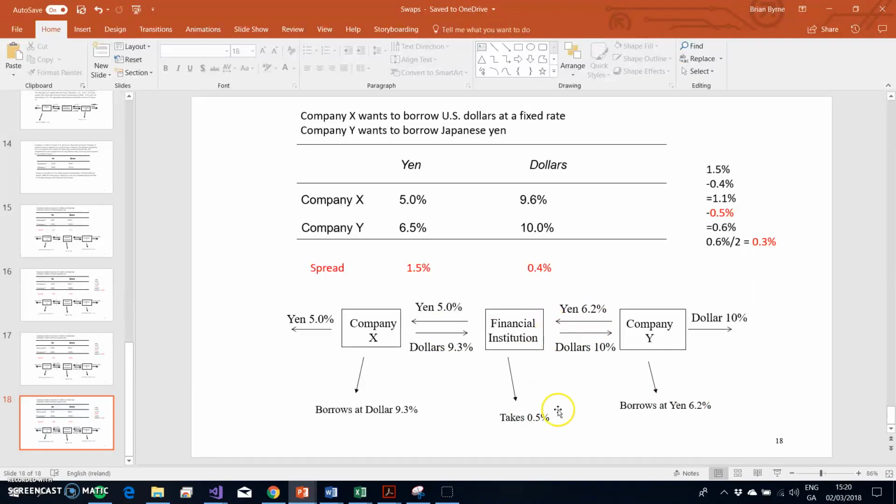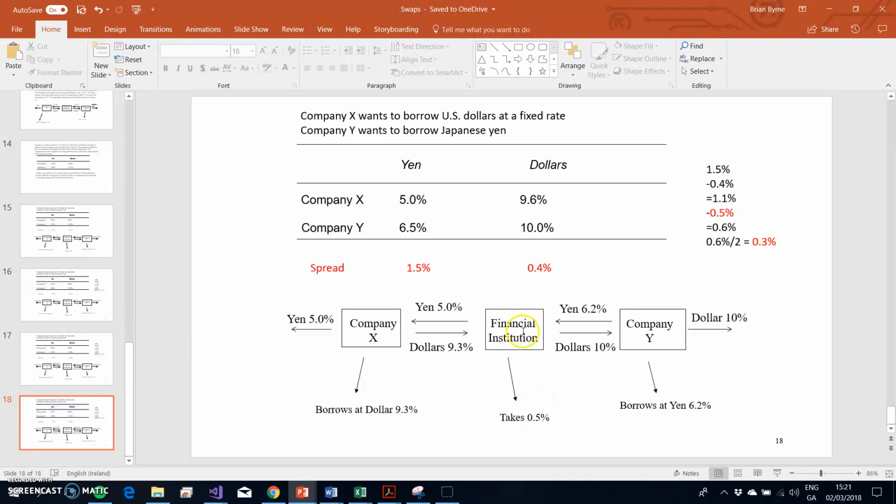The last thing we have to ensure is, does the financial intermediary take home 50 basis points? Well, if the financial institution receives 6.2, pays out 5, that's in percentage terms 1.2. If the financial intermediary receives 9.3, pays out 10, that's a loss of 0.7. A positive 1.2 minus 0.7 on this dollar wing of the swap does have a differential of 50 basis points. So the financial institution gets 50 basis points.